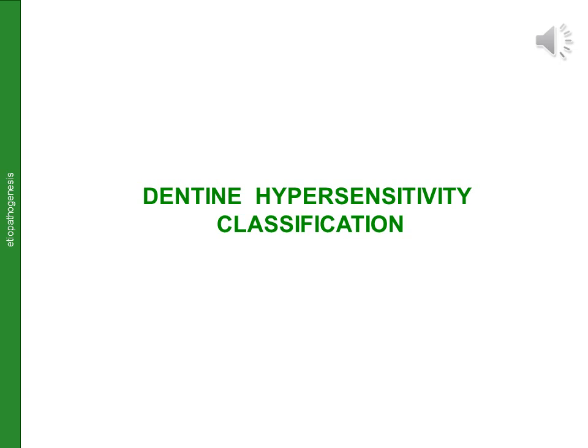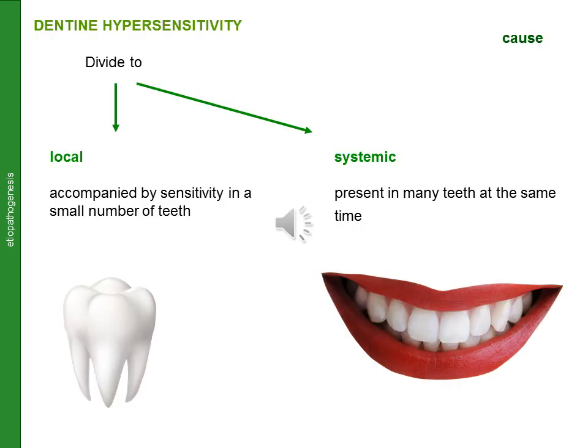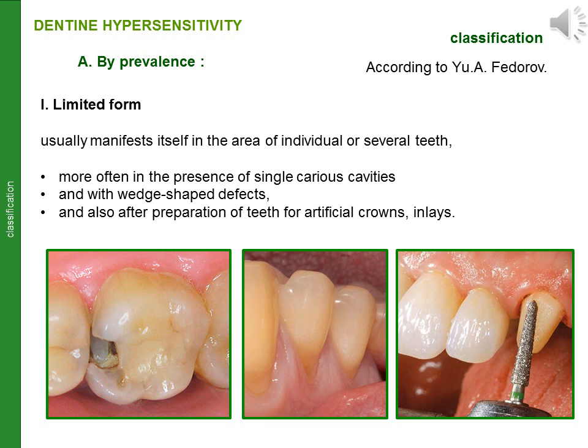Dentin hypersensitivity classification. Dentin hypersensitivity we can divide into local and systemic. Local are accompanied by sensitivity in a small number of teeth. Systemic, present in many teeth at the same time. Dental hypersensitivity classification according to further.